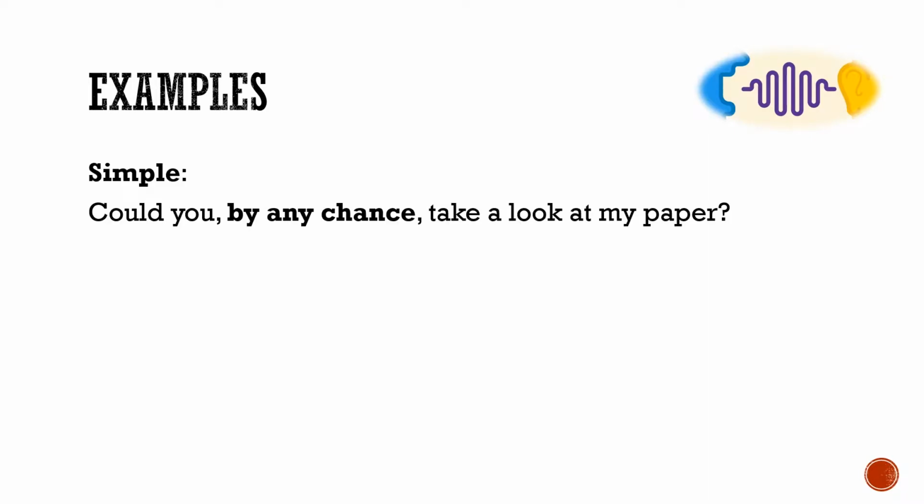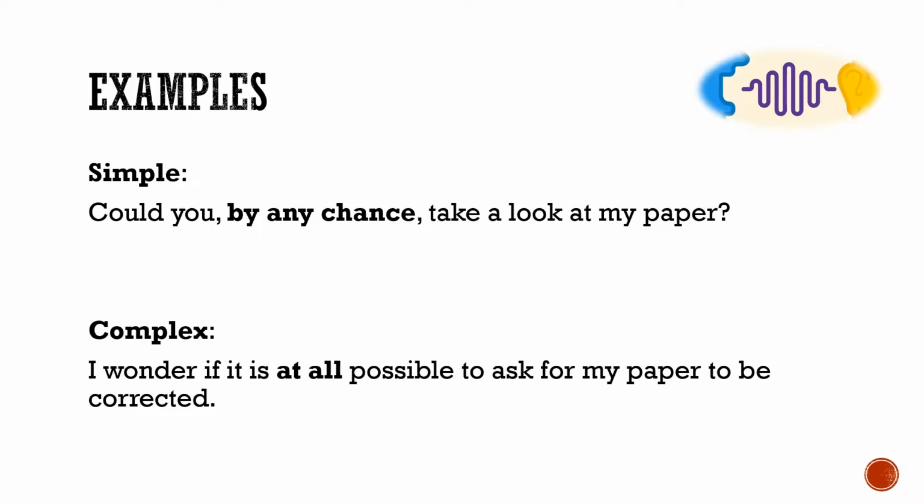So for example, "could you, by any chance, take a look at my paper?" Or combined with the above ideas, "I wonder if it is at all possible to ask for my paper to be corrected." So each of these ideas are quite simple in themselves, but when we combine them, we get quite a complicated sentence, but we get a very subtle effect. So here is your main strategy. We have some options, and we have to make a choice based on what we are asking for.